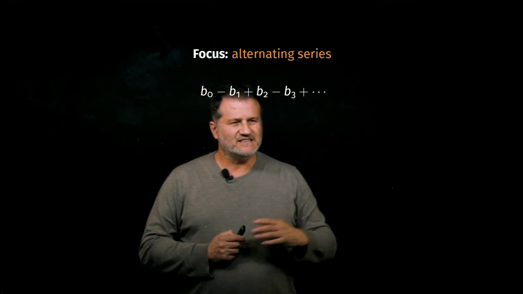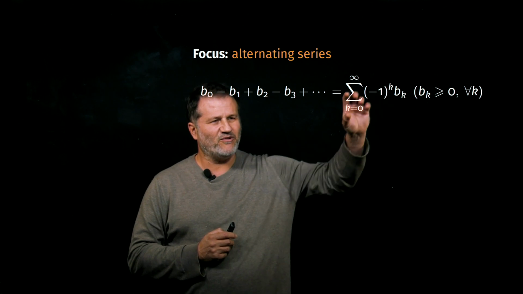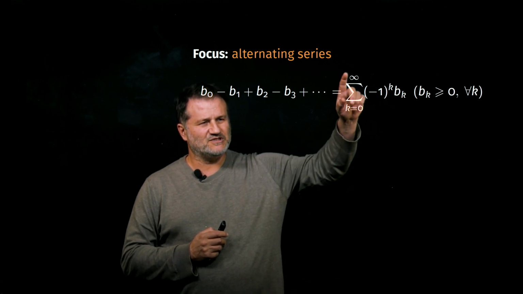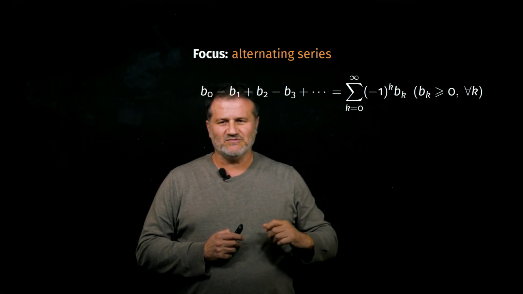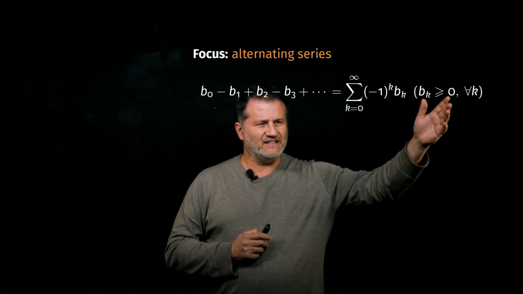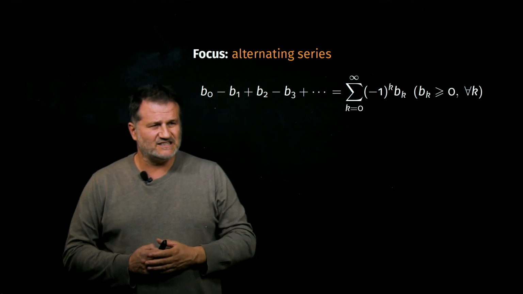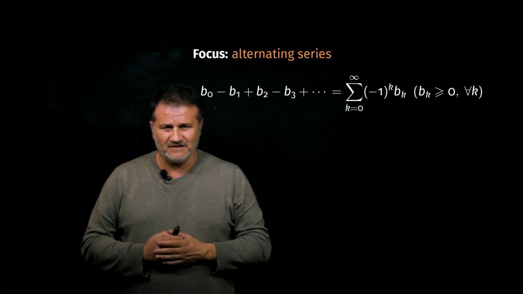We can represent this in a compact form as the sum for k going from 0 to infinity. We have the alternating sign, which is this factor (-1)^k times bk, and here we will assume that bk has a constant sign, for example, a positive sign.